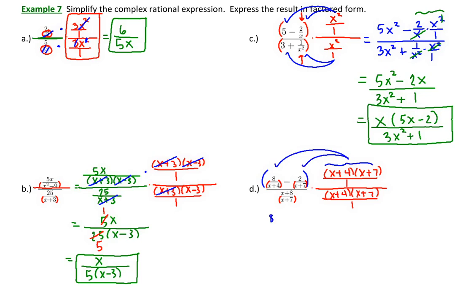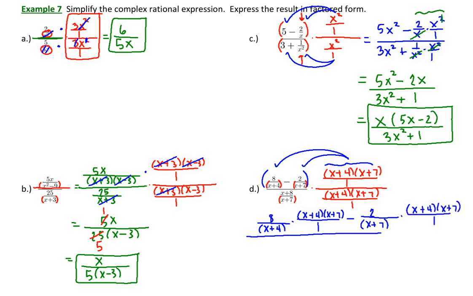I'm going to have my first term, 8 over x plus 4 times the LCD x plus 4 times x plus 7 over 1. The second fraction there was minus 2 over x plus 7, and we're multiplying that by x plus 4 times x plus 7 over 1. Okay, here's my main long fraction bar. In the bottom we have another product, x plus 8 over x plus 7 times the LCD x plus 4 times x plus 7 over 1.